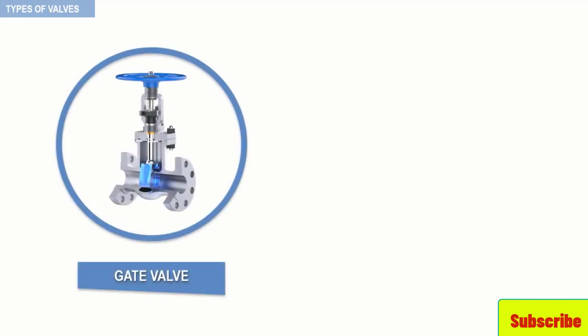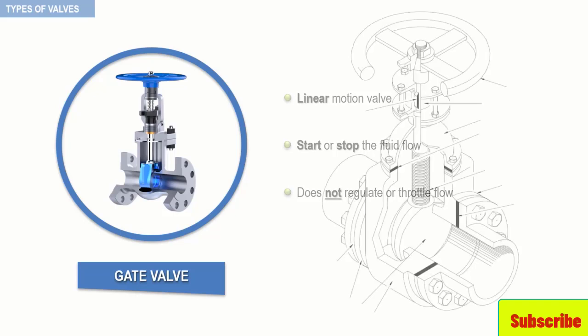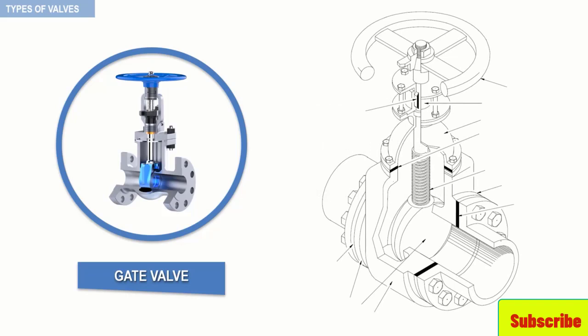A gate valve, as the one depicted in this example, is a linear motion valve. It is used to start or stop the fluid flow. However, a gate valve does not regulate or throttle the flow. The name gate is derived from the appearance of the disc in the flow stream. Take a look at the following cut section of a typical gate valve.